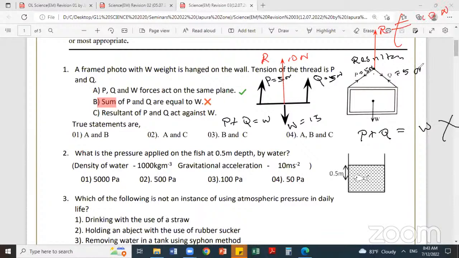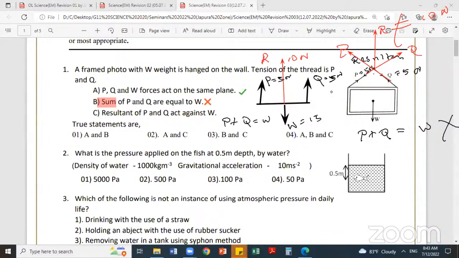Therefore, we have to get the resultant of these two. If you direct this one in this direction and this one in this direction, the resultant of P and Q will be W. R is equal to W. So therefore B is wrong.